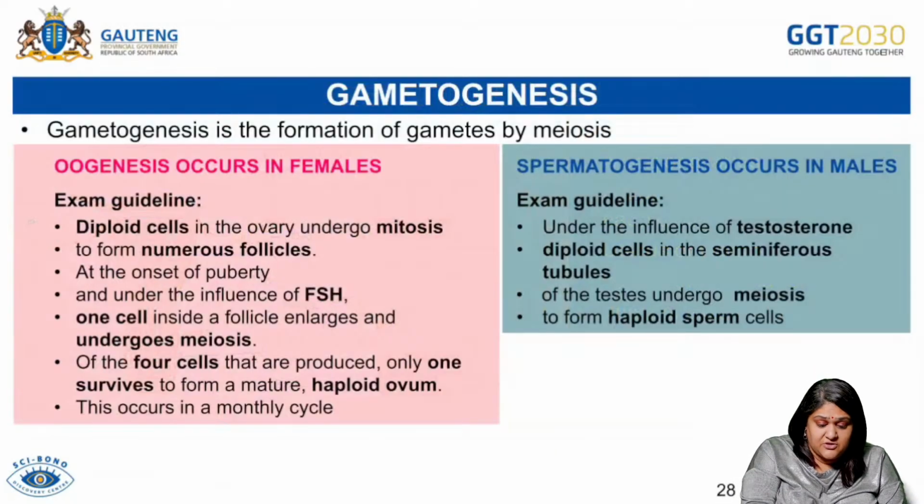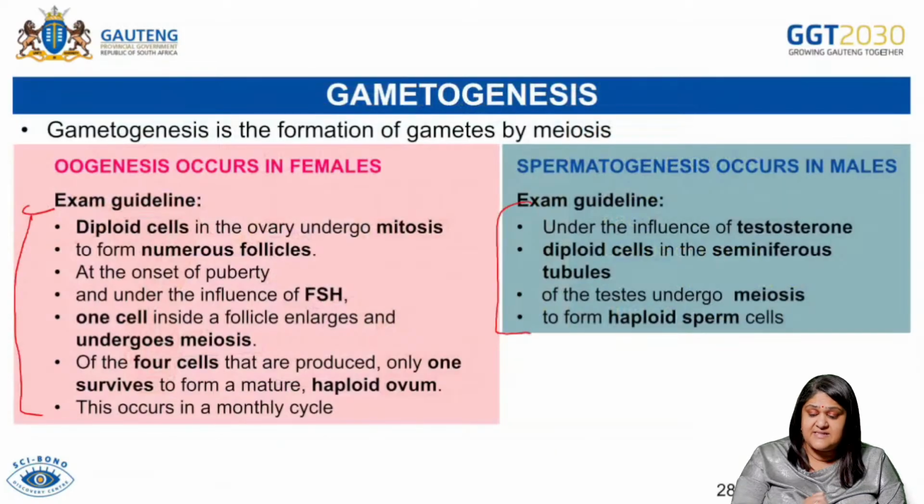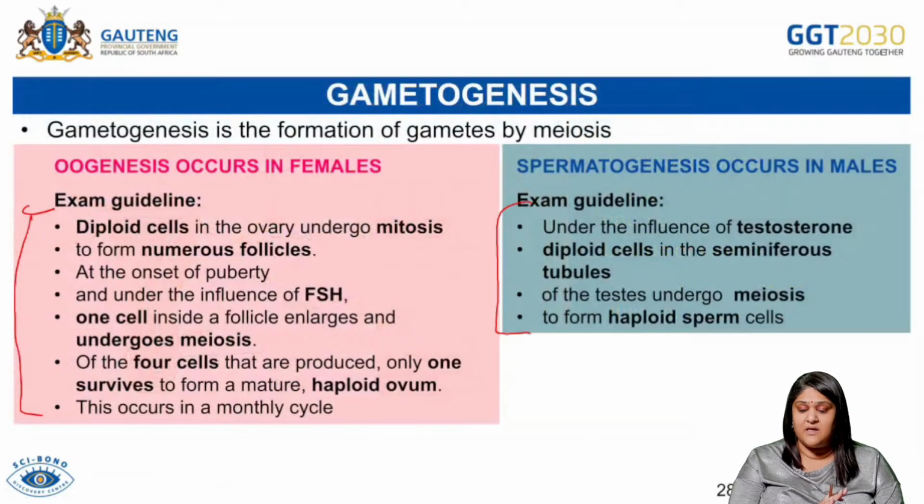So this is what you need to know. You need to know the description of oogenesis and spermatogenesis. You need to know both of them, and you get it from your exam guideline. Once again, take a picture quickly if it's going to be an easier form of reference for you to learn from for tomorrow. Right? Gametogenesis, oogenesis, and spermatogenesis. You need to know them. Okay? And also understand them. Understand what is happening here.